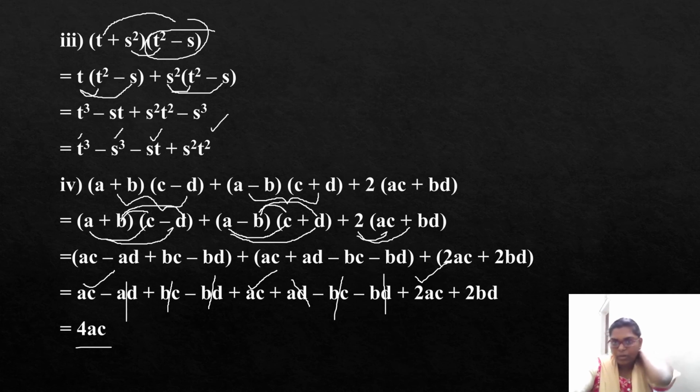Is it clear to everyone? Plus 2BD is there. So plus 2BD we have to write. See, this is minus BD, this is minus BD. Minus minus, minus 2BD. This is plus 2BD, gets cancelled.